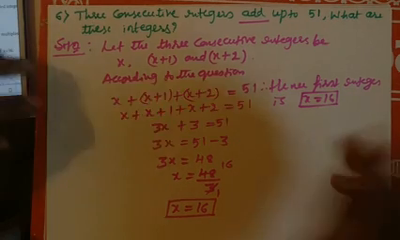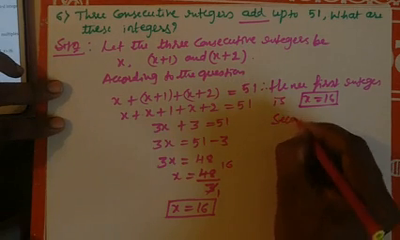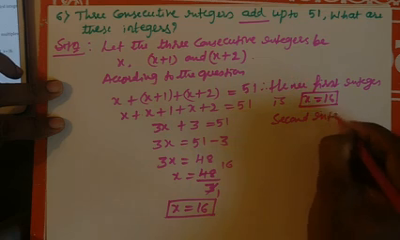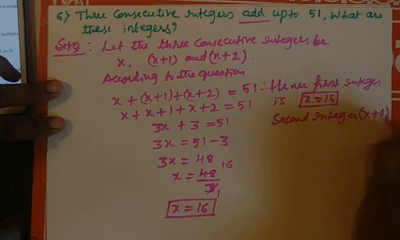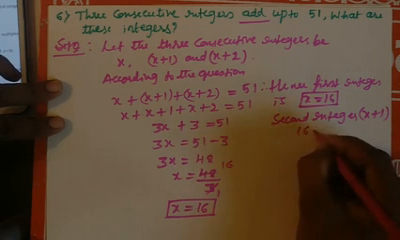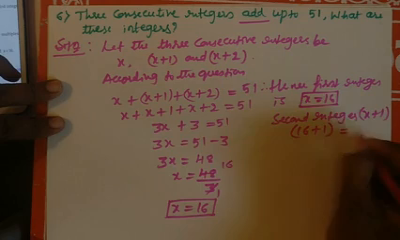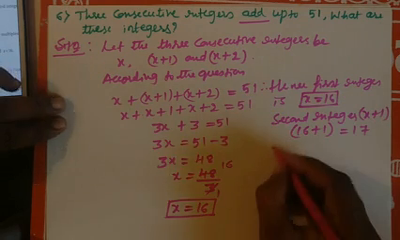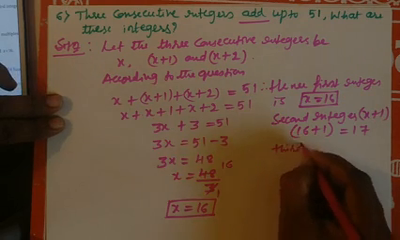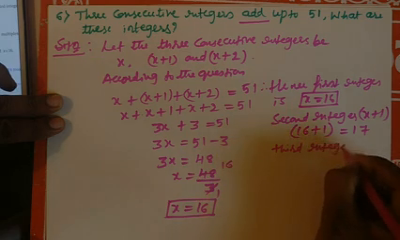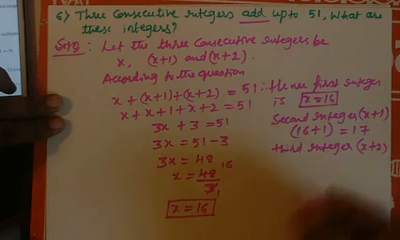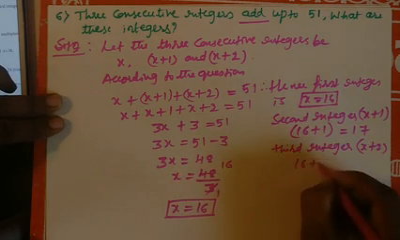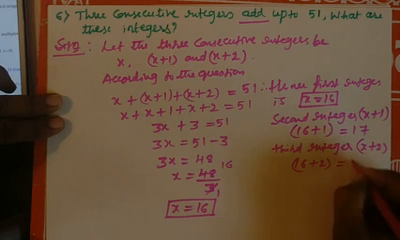And the second integer is x plus 1. X is equal to 16. 16 plus 1 is equal to 17. Next, the third integer. Third integer is x plus 2. X is equal to what? 16. 16 plus 2 is equal to 18.